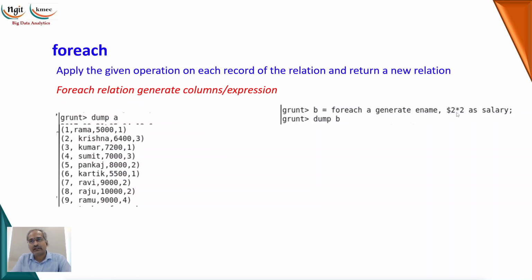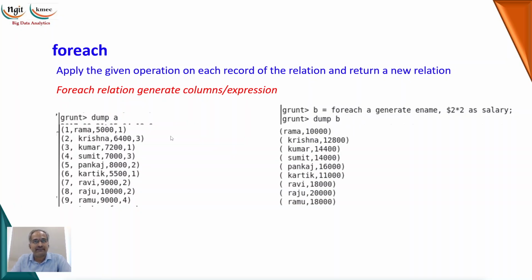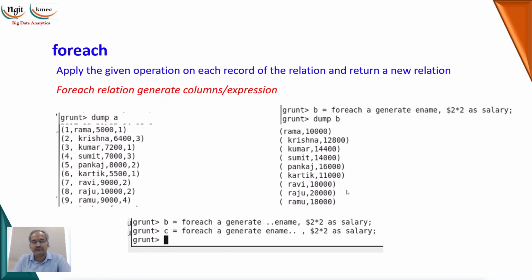So we are multiplying with 2, meaning that we are making it twice. Okay, and then we are creating that as the salary. So the result will be like this. We are just creating the new relation B with the ename and the new salary. So Rama 10,000, Krishna 12,800. So like this, this is how we can create the relation by using the for each.